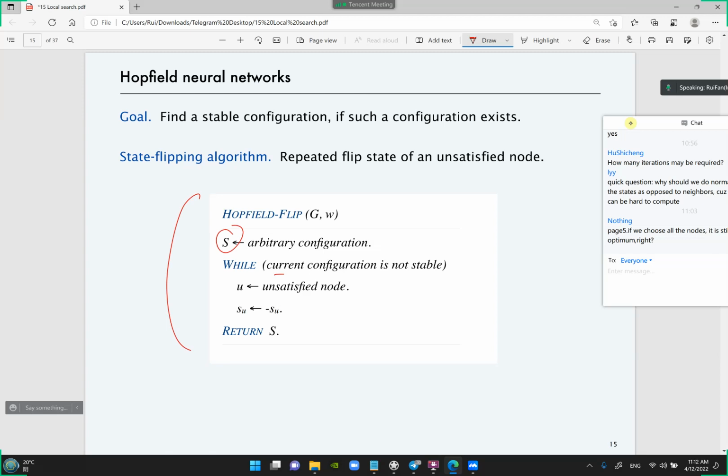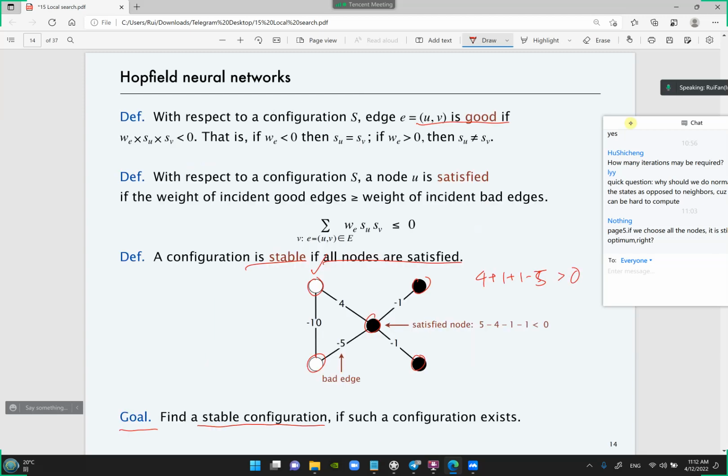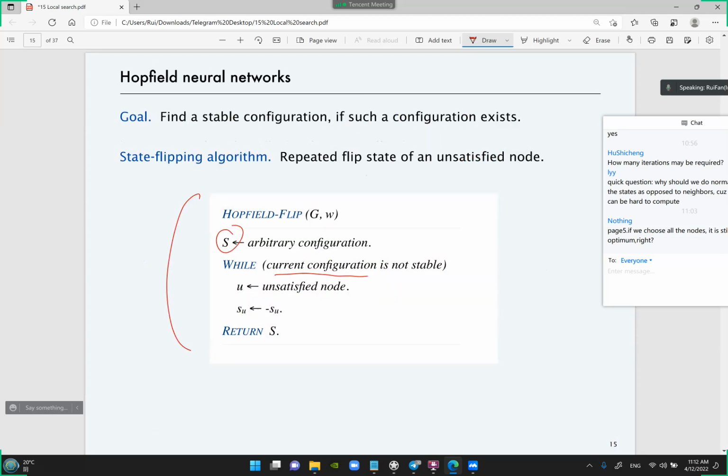And then you look at whether your current configuration is stable. And if it's not stable, that means that there's some unsatisfied node. Remember, satisfied means that you add up the weights of all the edges around the node, and that's positive. That's satisfied. And if the sum is negative, then you have an unsatisfied node. So if you have an unstable configuration, that means that there is some node which is unsatisfied. Then you can just pick any unsatisfied node, and what you're going to do is flip the state of that node. So if the node is currently 1, you make it negative 1, and if it's negative 1, you make it into a 1.